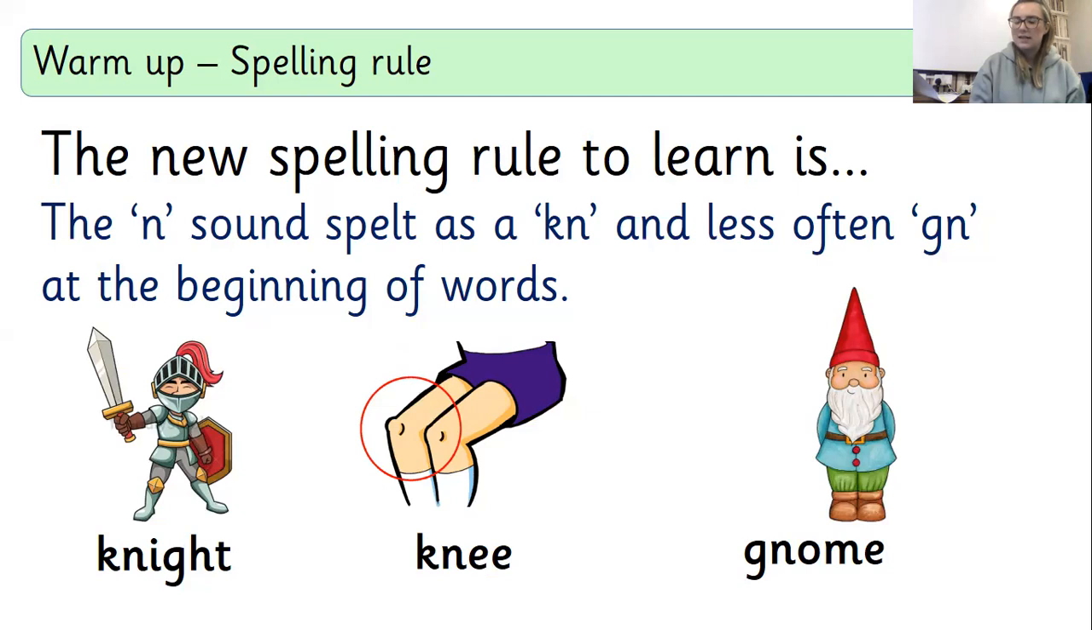So let's just check back on that rule again. It's the N sound, and it's spelled as a KN and sometimes spelled as a GN. And unfortunately, there's no rule. We just have to know that, oh, if I'm spelling that word knee, I need to remember it has a K at the very start.